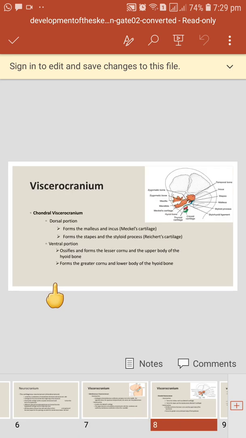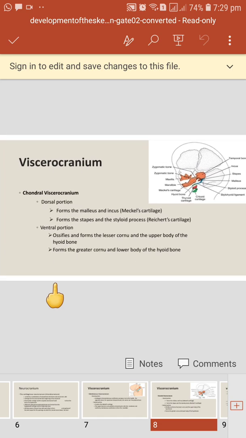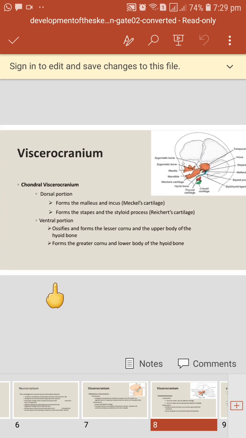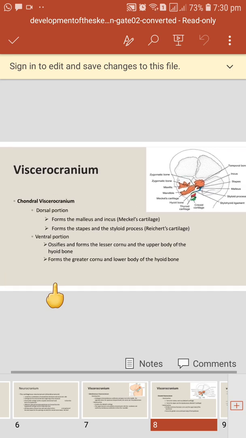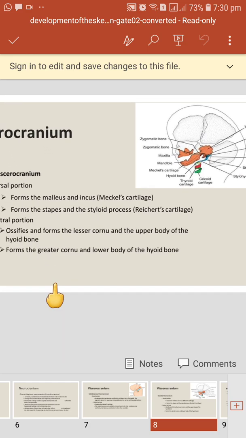Then we have the chondral viscerocranium. Its dorsal portion will develop the malleus and the incus. They form the stapes and the styloid process, Reichert's cartilage. And the ventral portion ossifies and forms the lesser cornua and the upper body of the hyoid bone, while it also forms the greater cornua and the lower body of the hyoid bone.